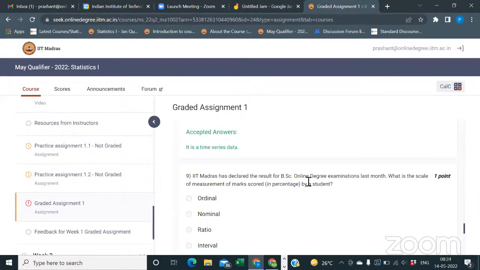And is it ordinal also? We can apply arithmetic operations on marks, so nominal and ordinal are automatically violated in these two options, because marks are numerical data. The property of ordinal, which means you can order the numbers, is there in a ratio scale of measurement. That's it.